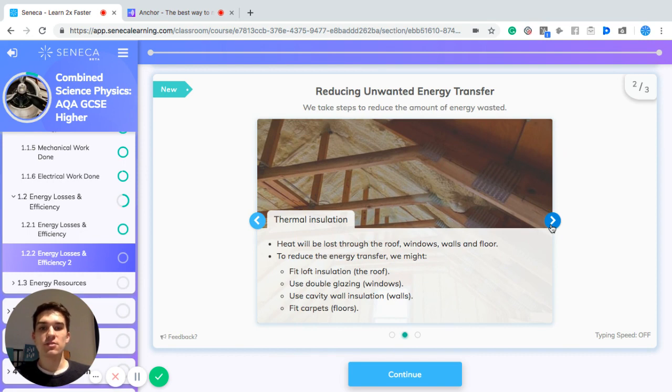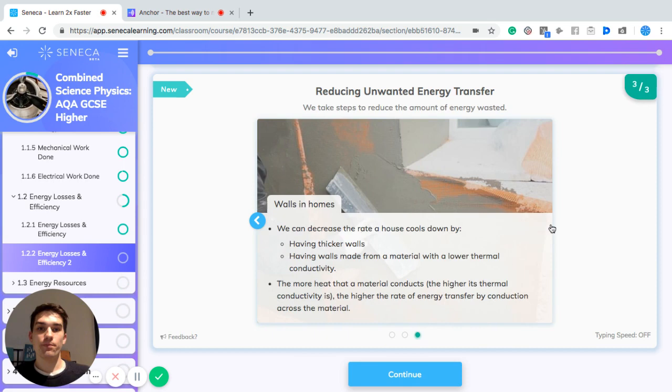Another way to reduce unwanted energy transfer is through thermal insulation. So heat will be lost through the roof, windows, walls and floors of a house, but to reduce energy transfer, we might put loft insulation in the roof, we might use double glazing in the windows, we might use what we call cavity wall insulation in the walls, so that's just an insulation that goes into the walls. And we also might put carpets on the floor, which help insulate the floor.